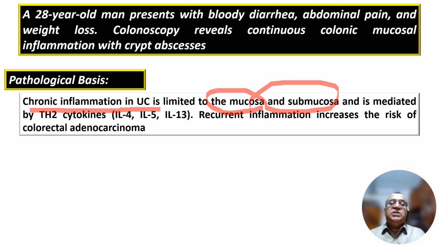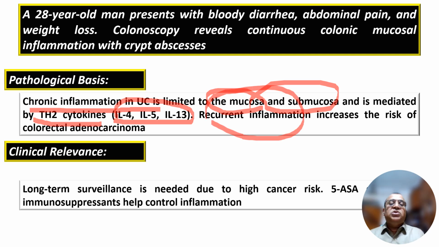And this chronic inflammation is mediated by Th2 cytokine response, in which interleukin 4, 5 and 13 are secreted, and the recurrent inflammation in this condition increases the risk of colorectal adenocarcinoma. Long-term surveillance is needed to supervise the high colorectal adenocarcinoma risk that is associated with this disease.